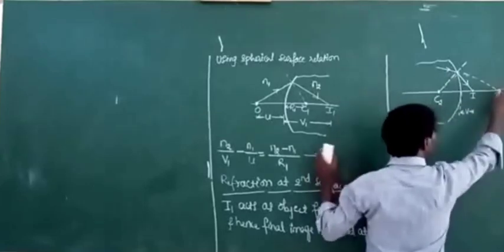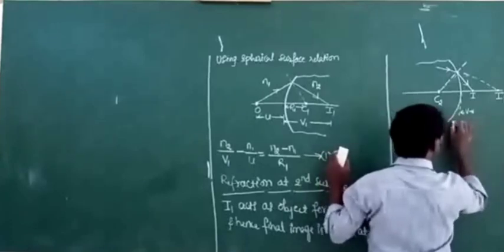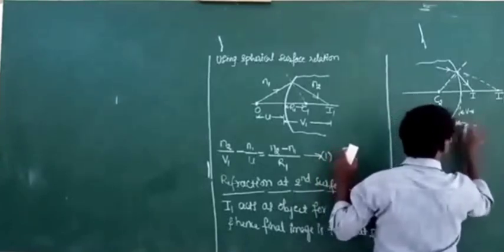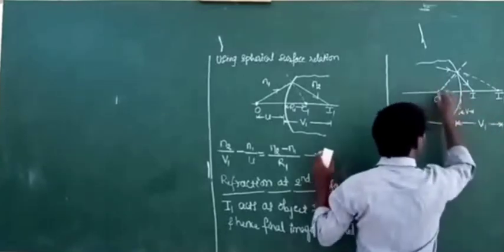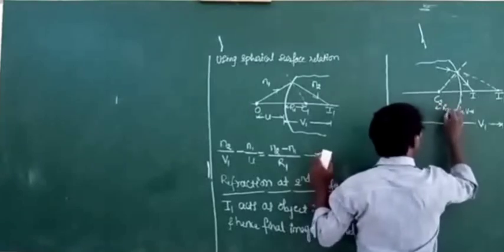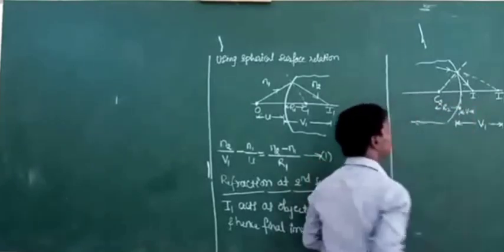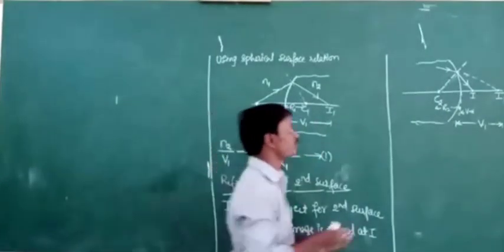Okay, and the distance of the image I1 from the surface here, that is V1. And what is the radius of curvature of the second surface? That is R2. Now we are going to apply the spherical surface relation to the second surface.